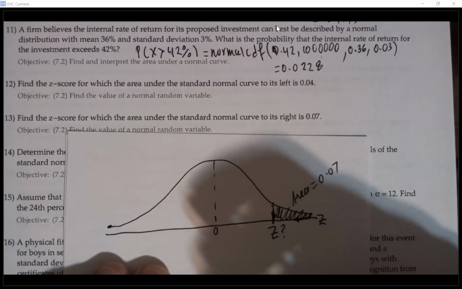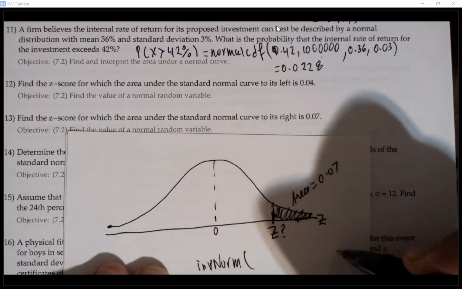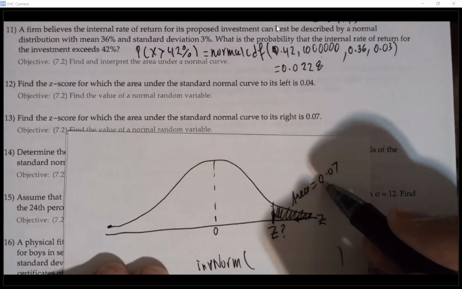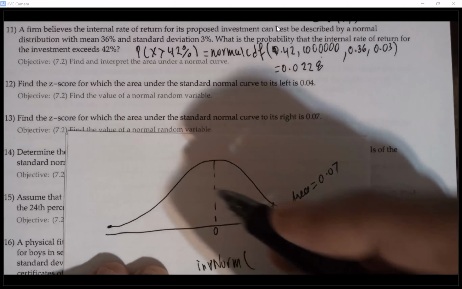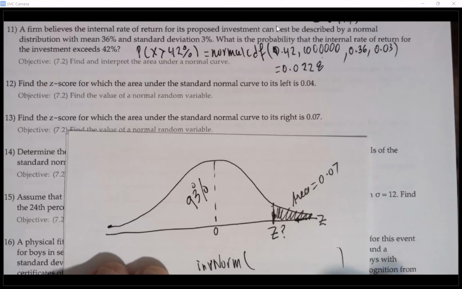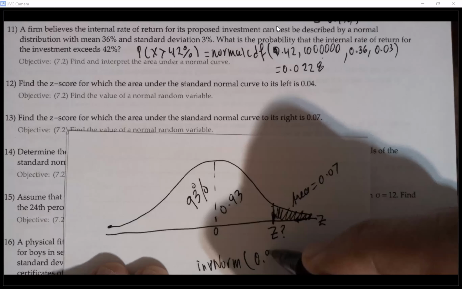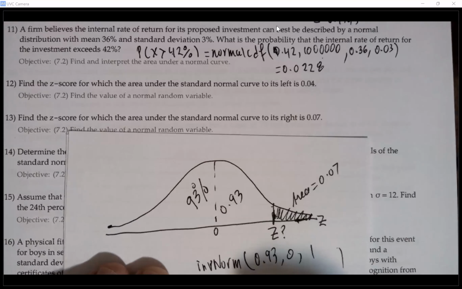As I told you, the inverse norm requires that we provide the area to the left. If it is 7% on the right, how much would it be on the left? Would you agree with me if I tell you 93%? Because the total area is 100%, which is 0.93. So you put 0.93, comma 0, comma 1, and you should get the z-score.